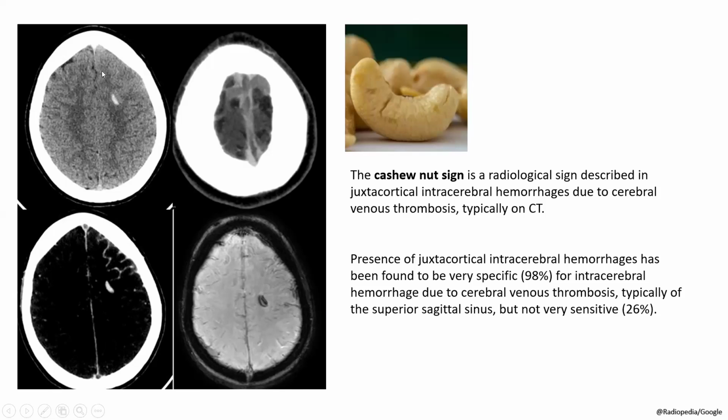So it is described in CT as well as on MR. On GRE sequence also we can see the shape of the hemorrhage is like a cashew nut. So the presence of juxtacortical intracerebral hemorrhage is quite specific for cerebral venous thrombosis, typically seen in superior sagittal sinus thrombosis.